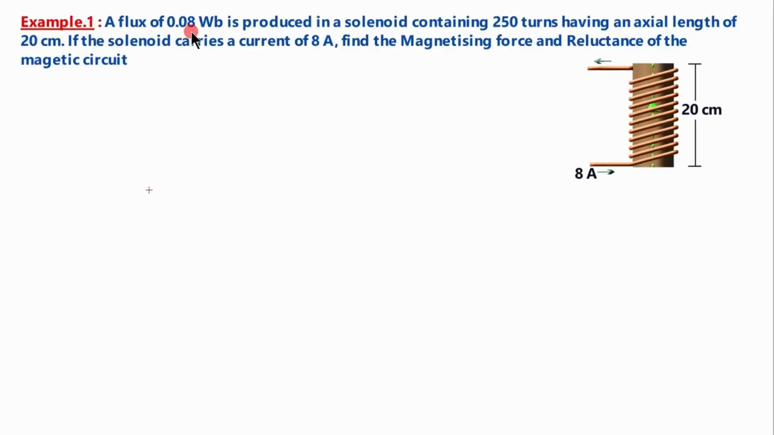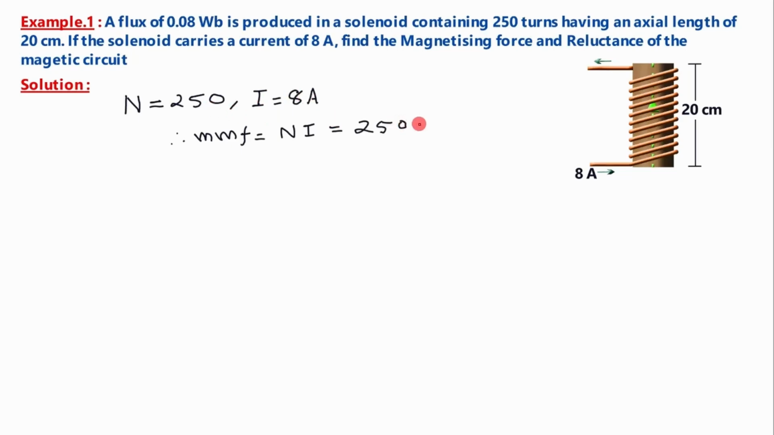Now, we will try to solve some examples. In example 1, a flux of 0.08 Weber is produced in a solenoid containing 250 turns, which has an axial length of 20 centimeter. If this solenoid carries a current of 8 ampere, we are asked to find the magnetizing force and reluctance of the magnetic circuit. Solution. It is given that the number of turns N is equal to 250 and the current flowing I is equal to 8 ampere. Therefore, magnetomotive force MMF is equal to N into I, that is 250 into 8, which is equal to 2000 ampere turns.